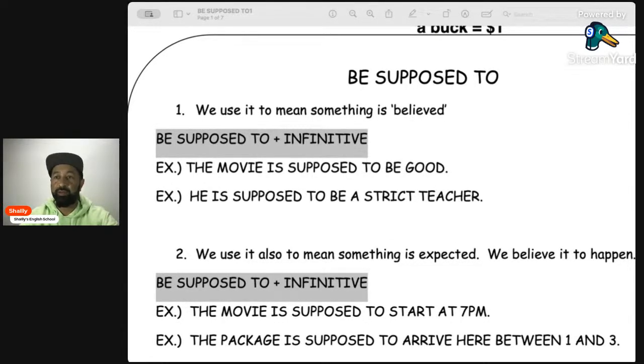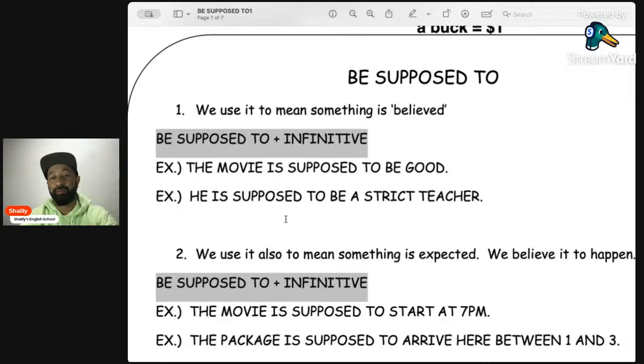The first one is when we believe something to be true. All right. So, for instance, if you look at the example sentence here, it says the movie is supposed to be good. So that means I believe that it's good. I've heard, maybe somebody told me it was really good. So I believe that. So when we believe something to be true, we would use be supposed to.